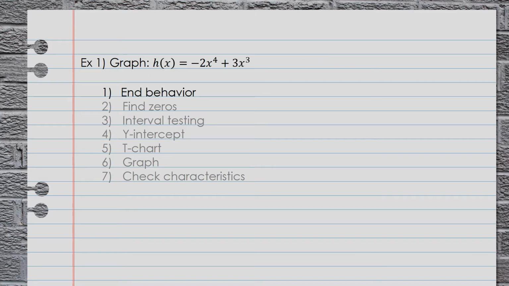Let's look at the end behaviors. So first we identify the leading term, which in this case is negative 2x to the fourth. Since it has an even degree, that means that the arrows are going the same direction. Next we look at the sign. Since it's a negative, there will be a reflection across the x-axis. So in the end, in this case, our end behavior will be facing down on the left side and down on the right side.